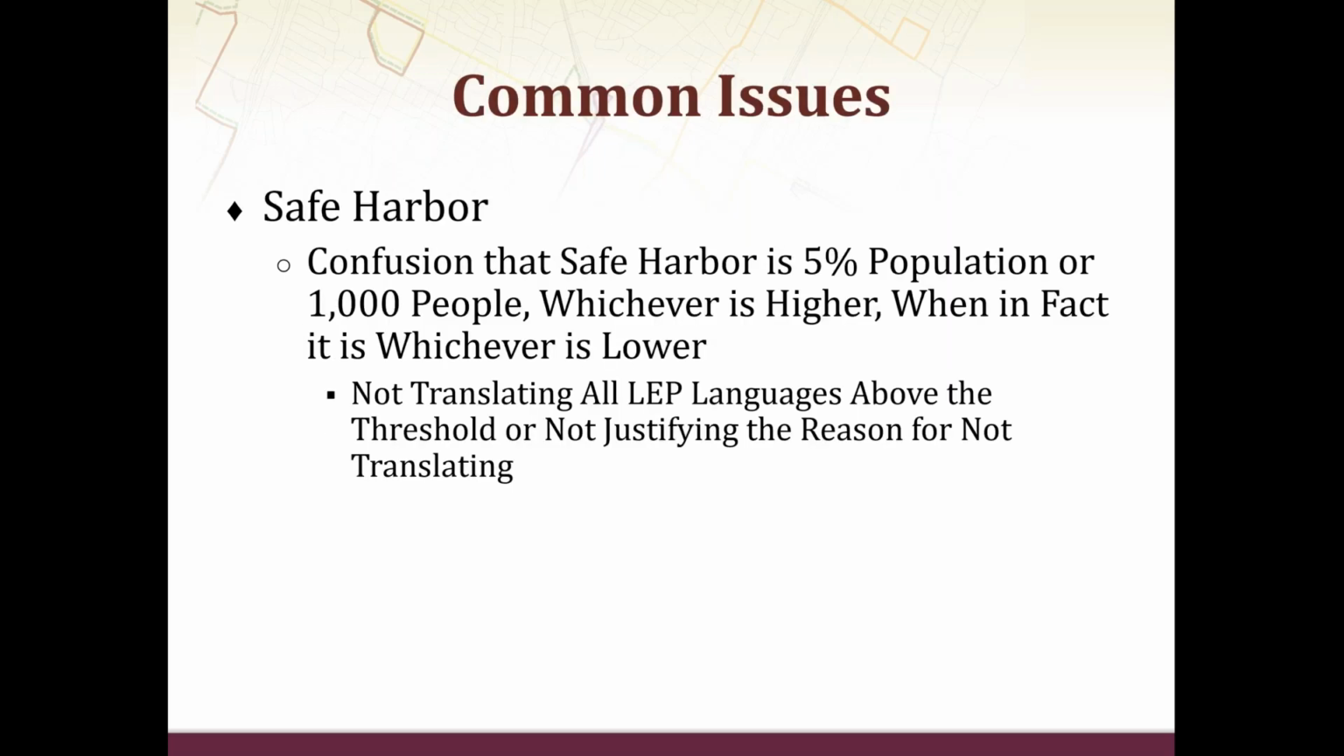Sometimes we see with the safe harbor that people confuse the 5% versus 1,000 people, and they think that it is whichever is higher. So in other words, if 6% of the population, if there's 5,000 people and that's higher than the percentage for the population, they'll follow that when it's actually supposed to be whatever's lower.